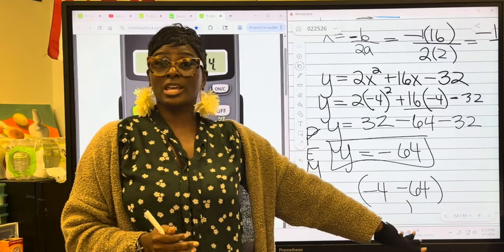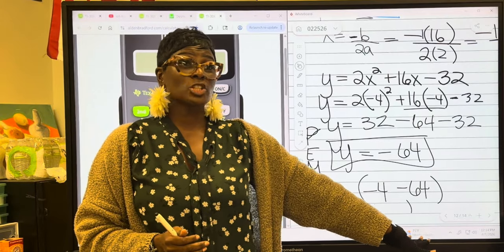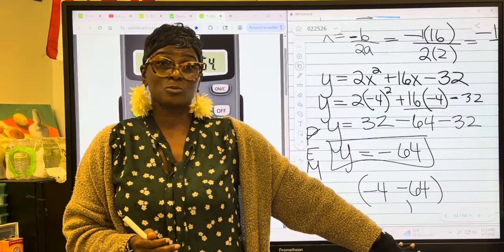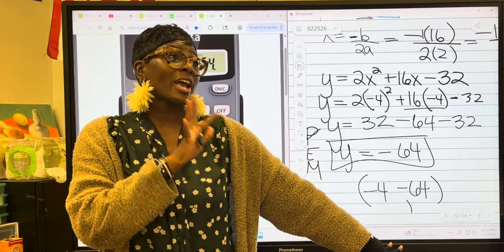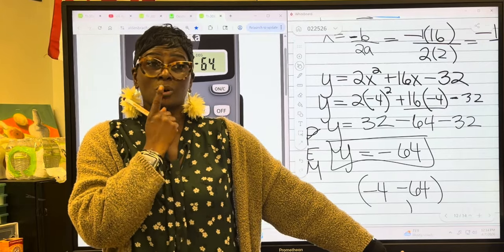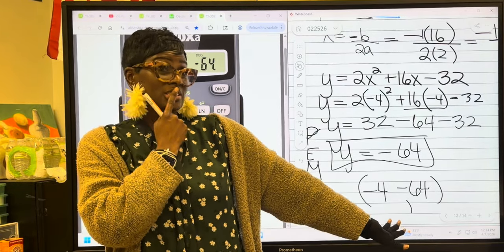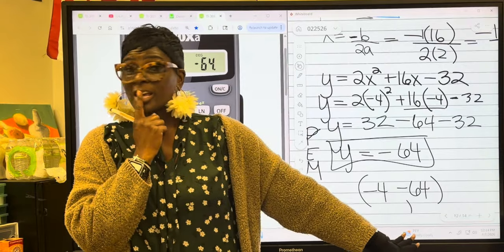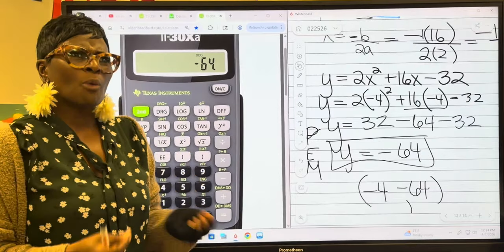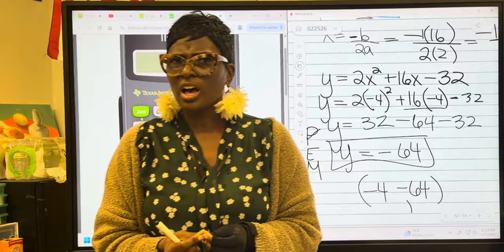Are there any questions on this? Any questions? Raise your hand if you got it right. Good. Raise your hand if you got it wrong, but you understood what your mistake was. Good. Very good. Is everybody good here? Now, what have we just found? We have just found the vertex.